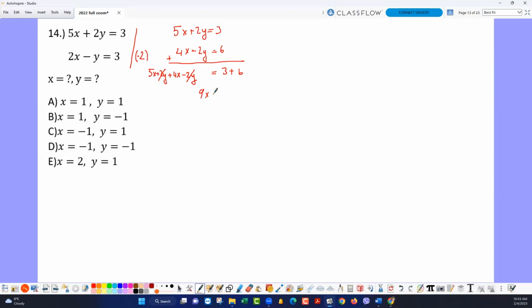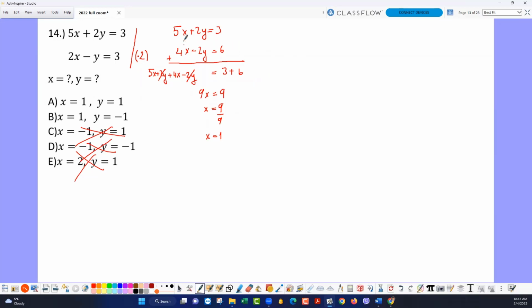9x. And this side is equal to 3 plus 6, which is equal to 9. x is equal to 9 over 9. x is equal to 1. Here, it is not enough to find x only. You have to find the y value, since y was already eliminated. So we are going to try to find the y value.